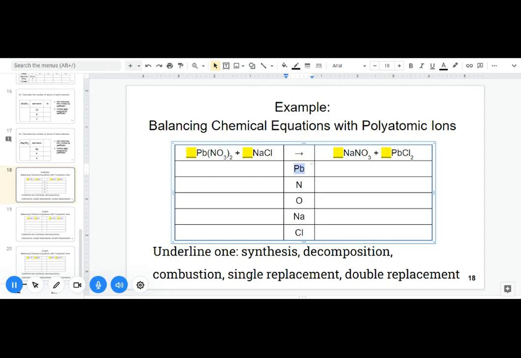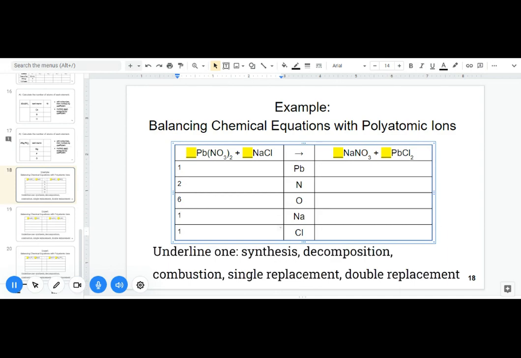If we look for lead on the left, we have 1. If we look for nitrogen on the left, we have 1 inside the parentheses times 2 is 2. Oxygen is 3 inside the parentheses times 2 is 6. Sodium is 1, and chlorine is 1.